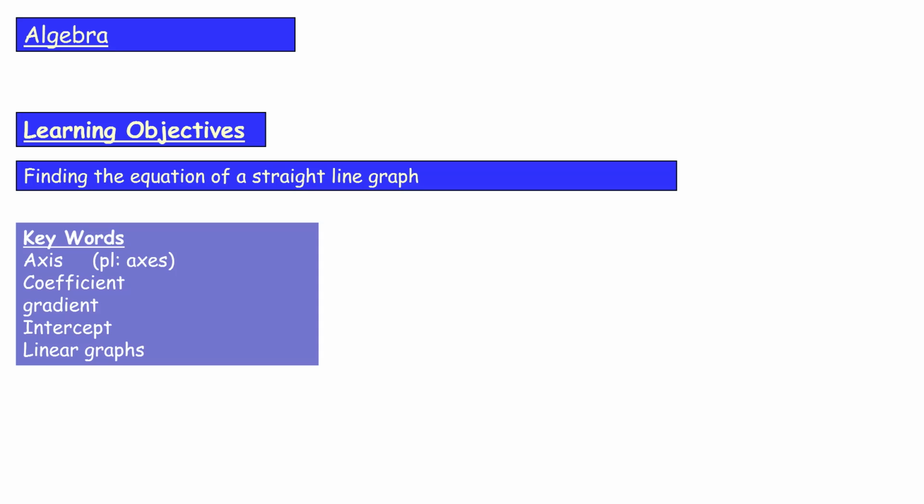Straight line graphs. We're going to be finding the equation of a straight line graph. Hit pause, copy the lesson objective down. Once you've done that, hit play, and we'll move on to the starter.